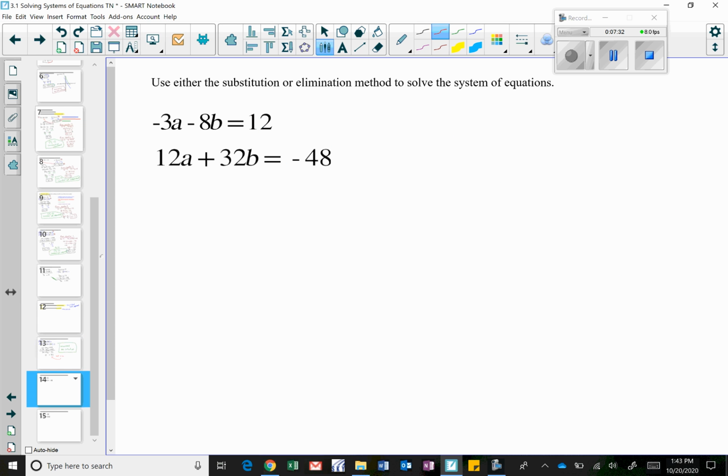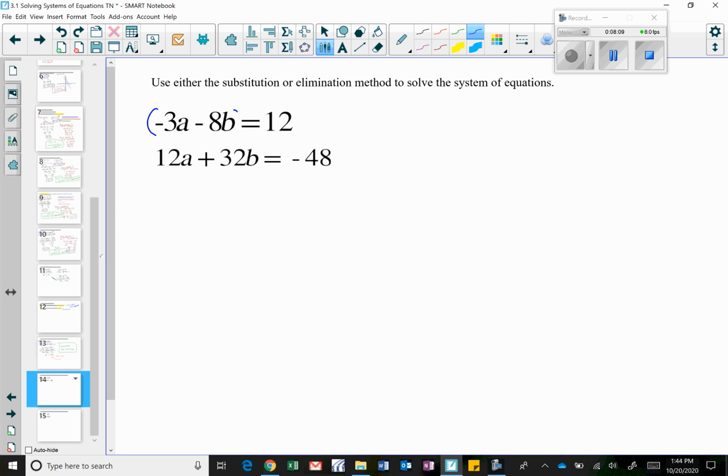Let's try another one. So here I have negative 3a minus 8b equals 12, and 12a plus 32b equals negative 48. Let's see, I'm going to expand this a little bit. Okay. So let's see. I need to eliminate one of my variables, either the a or the b's. And so what I see is, hey, on the top I have a negative 3a, and on the bottom I have a 12a. I think negative 3 goes into 12.